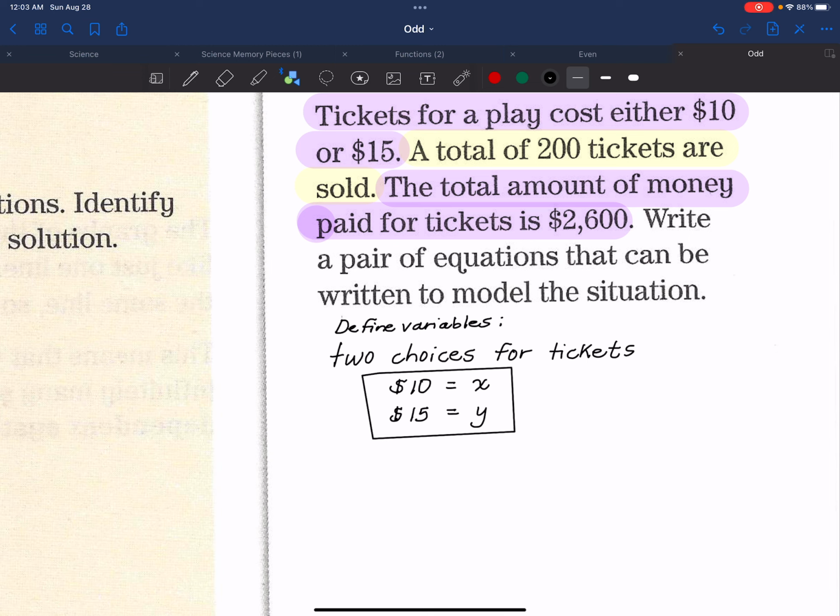And by the way, you could use any letters you wanted for the values. In fact, I think I'm going to do that. Instead of X's and Y's, which are just general variables, and they're fine if you like that, I'm going to use a T for 10 and an F for 15. So I'm going to eliminate this. I've decided to use the T for 10 and the F for 15.